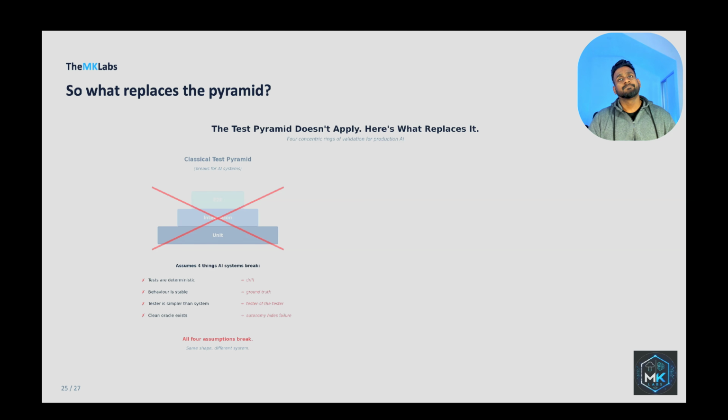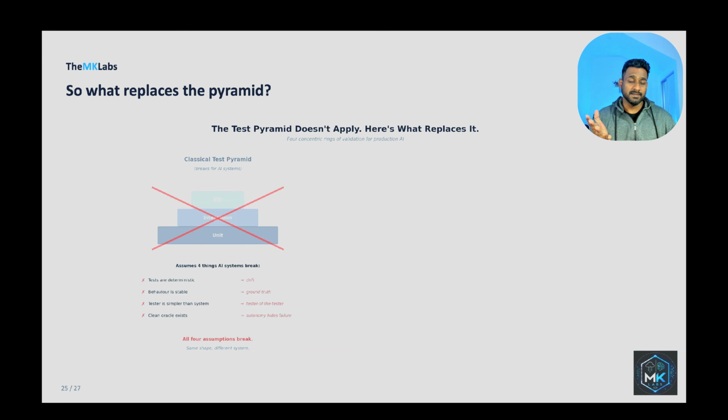Now the test pyramid. I know different models came back, the diamond model, the trophy model, but the test pyramid has been very much the favorite model for testers in the QE world. The test pyramid we have been using for 20 years assumes four things, right? That the tests are deterministic, that behavior is stable, that the tester is simpler and more trustworthy than the system, and that there is a clean oracle. Each of those assumptions maps to one of the four hardness categories that we just discussed. None of them holds true for an AI system.